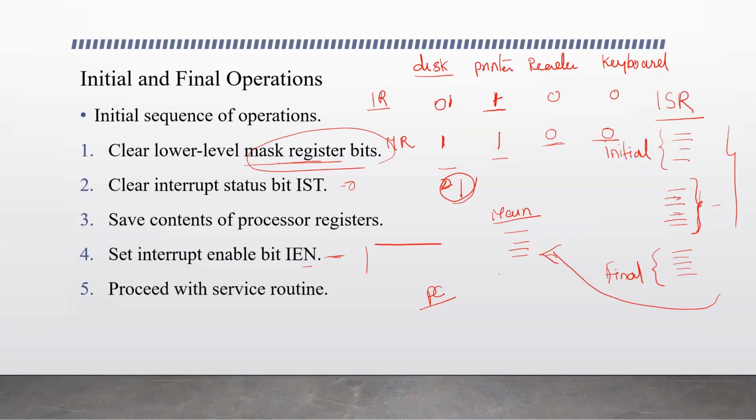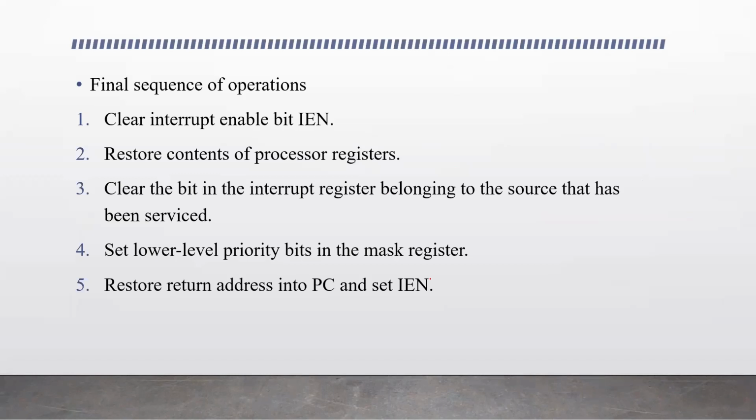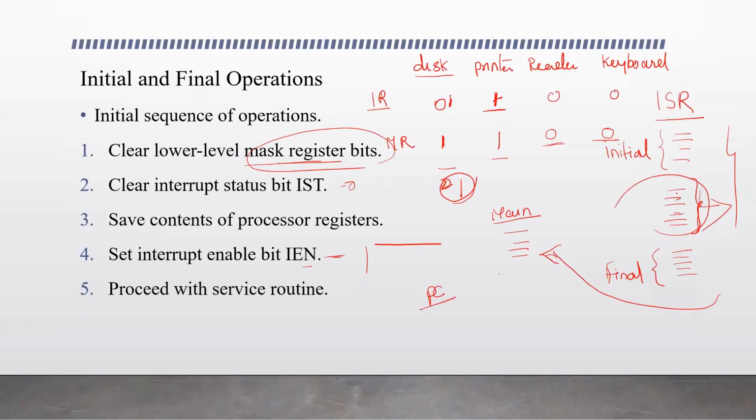So now the CPU, after performing these operations, will proceed with the service routine to execute these instructions. Then what are the final set of operations? The final sequence of operations starts with clearing the interrupt enable bit, IEN. All the instructions here are the main instructions that need to be executed for servicing the device. That is done. Now the CPU has to go back to the actual program it was executing before being interrupted.